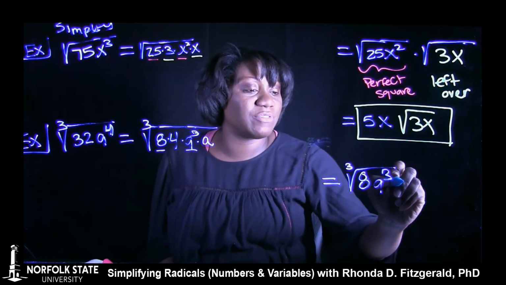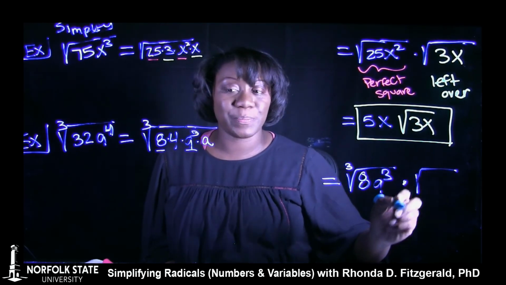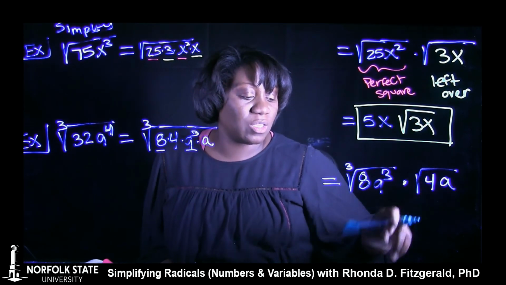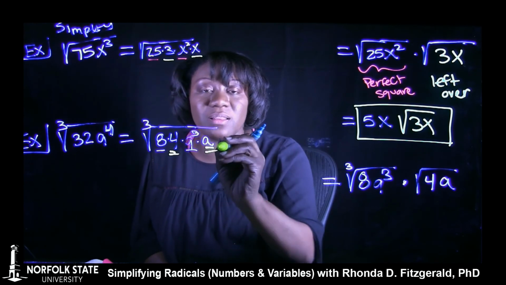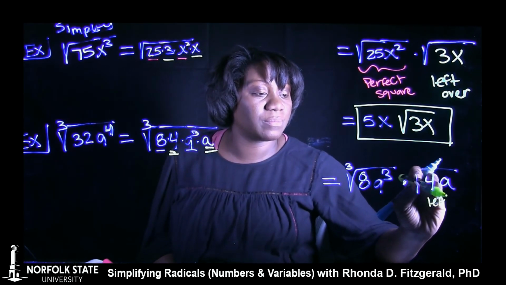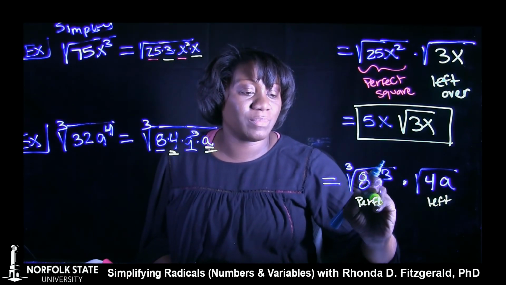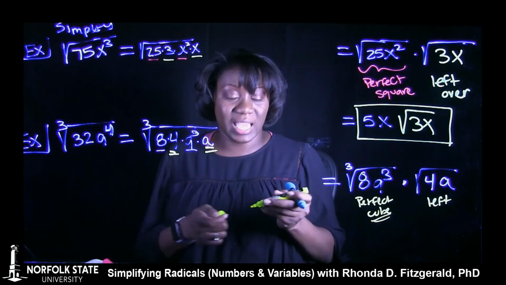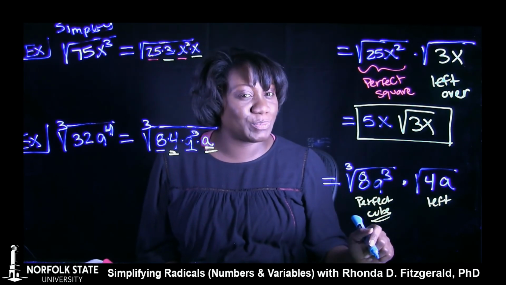And then what's left over? So times the leftover parts are 4 and a. You can see that 4 and a are left over in that case. So this is my leftover and this is my perfect cube. And I'll go ahead and write cubed in this case because that's a perfect cube. So now I take the cube root of my perfect cube.